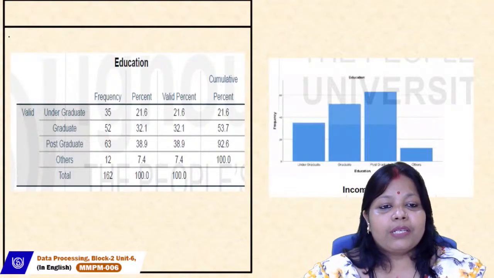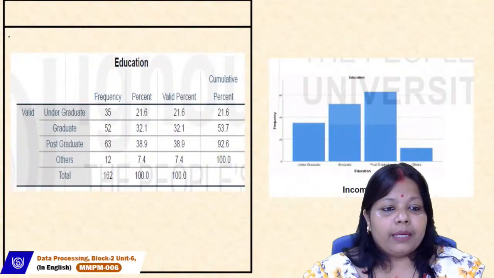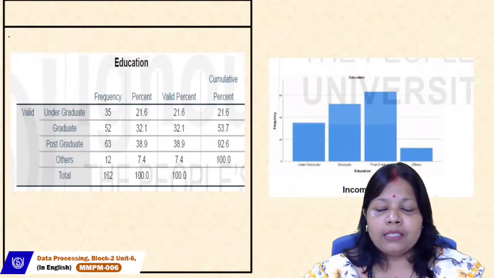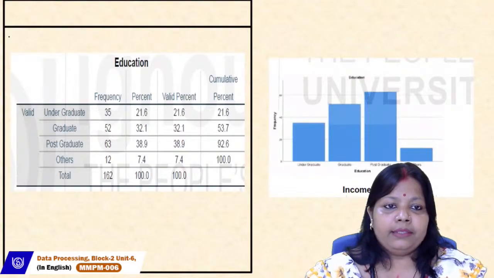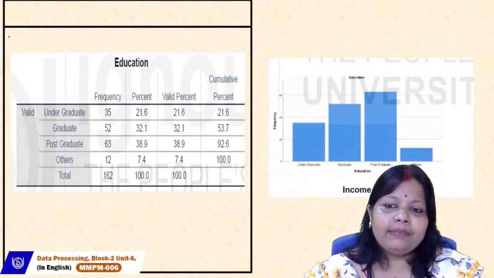And the percentage is 21.6 for undergraduate, 32.1 for graduate, 38.9 for postgraduate, and for others it is 7.4 only. So the total percentage is 100%. To make it more eye-catching, I have taken the help of bar diagrams.